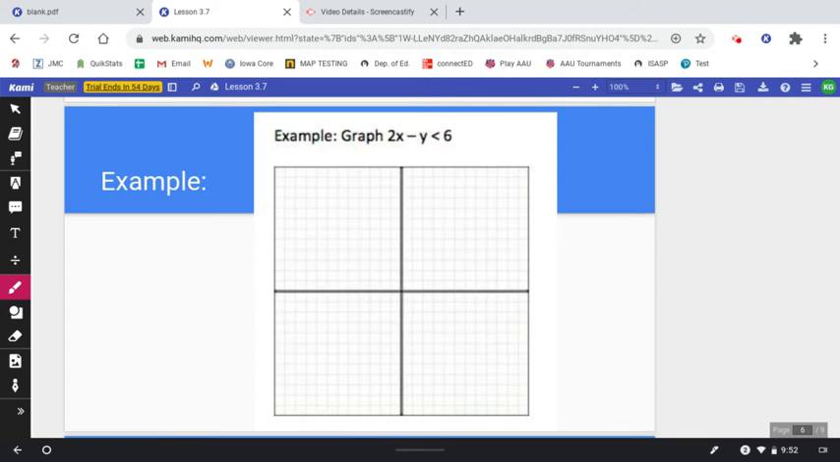So in this example, we have 2x minus y, which is in standard form, less than 6. Since it's in standard form, I'm going to solve using intercepts. If I want to solve for the x-intercept, I'm going to cover up the y. So I have 2x is less than 6, so x is less than 3. So my x-intercept is (3, 0).